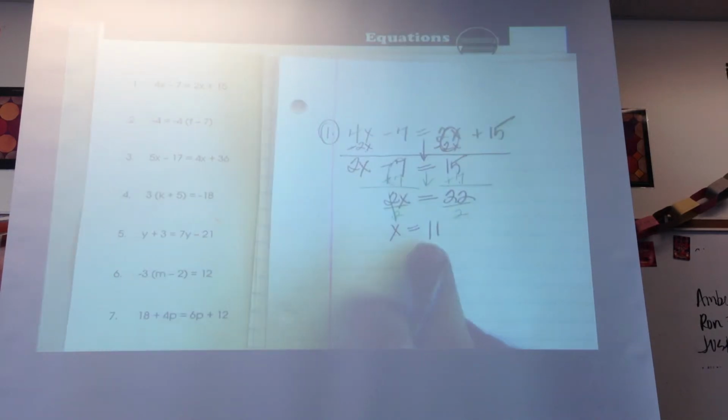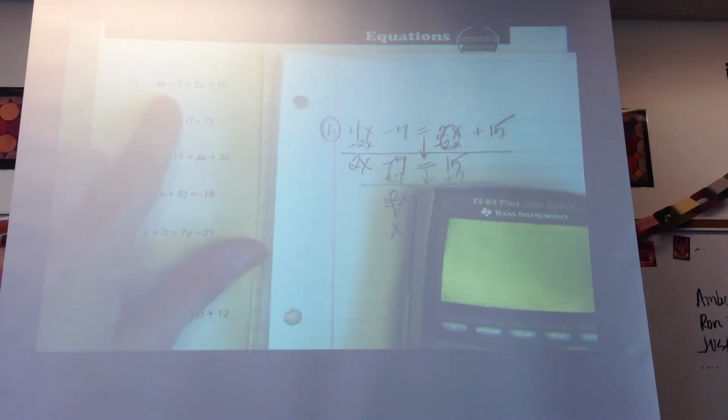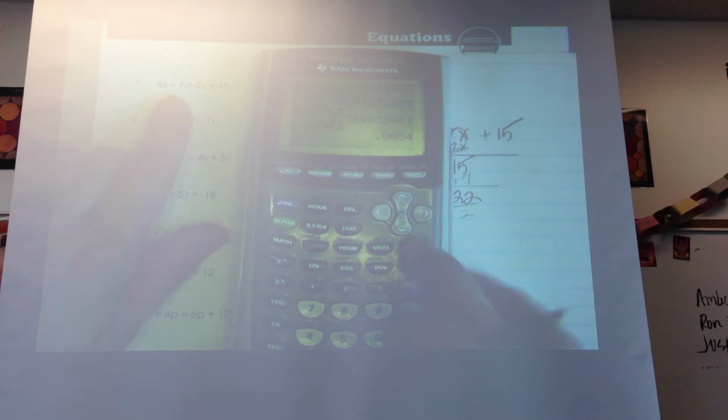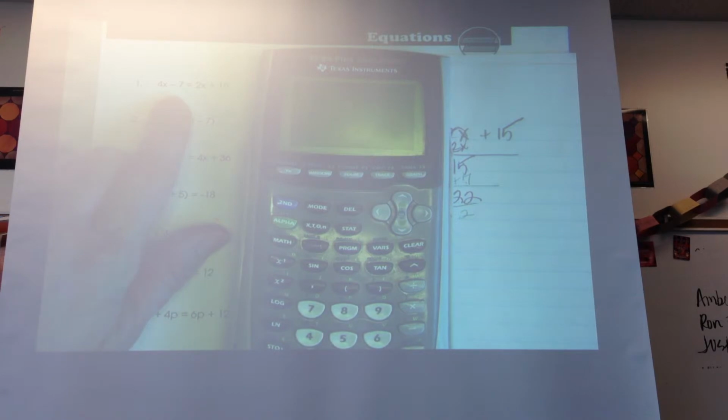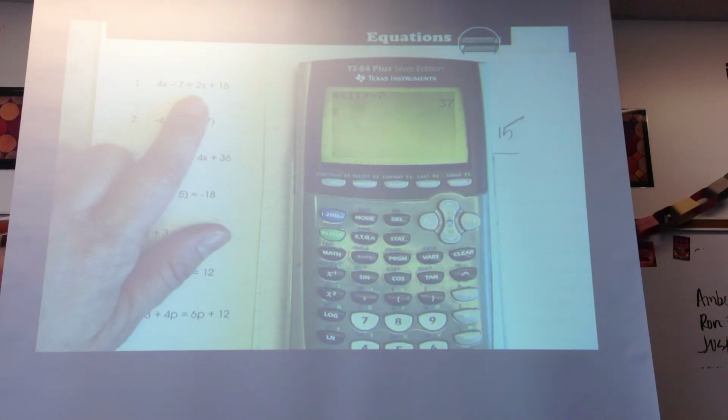Now, I've been in the habit of this for years and years. Don't know why, I like to circle my answers, but not until I do a check. I'm going to go right over here. On the left-hand side, have your calculator. We said x is 11. If I put in 4 times 11 minus 7, what do I get? And notice I'm only doing the left-hand side of the equation right there. Now I'm going to put in 2 times 11 plus 15. I need to be getting the same thing.